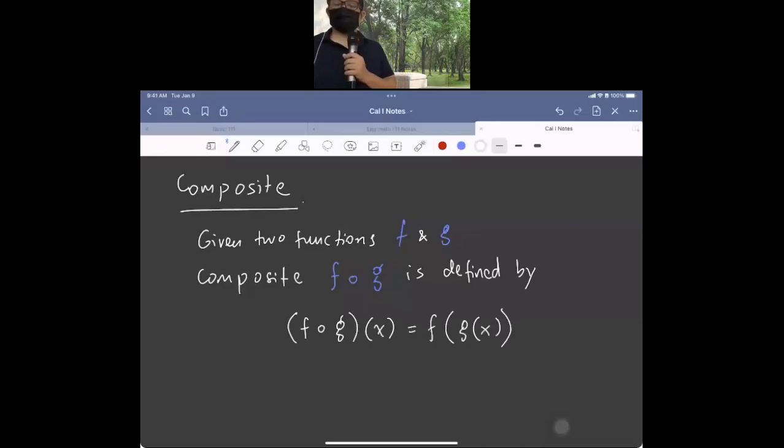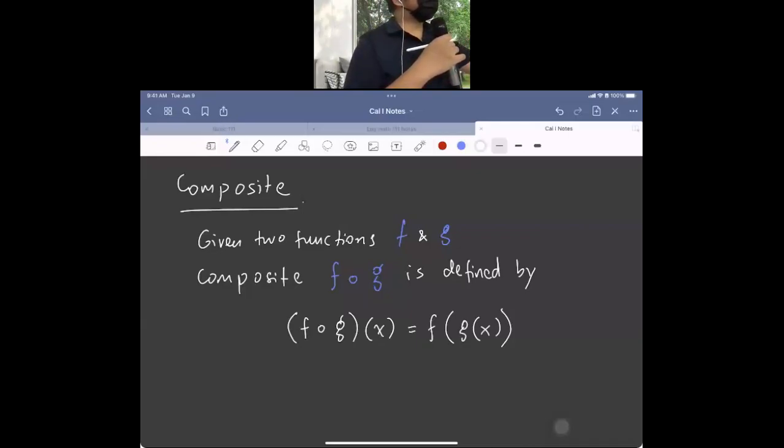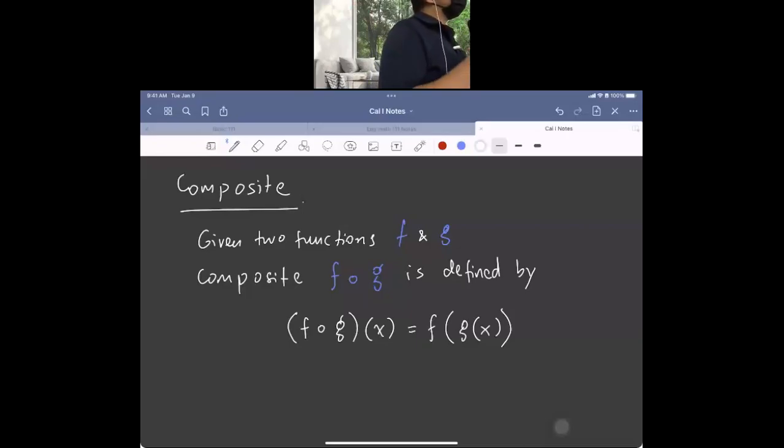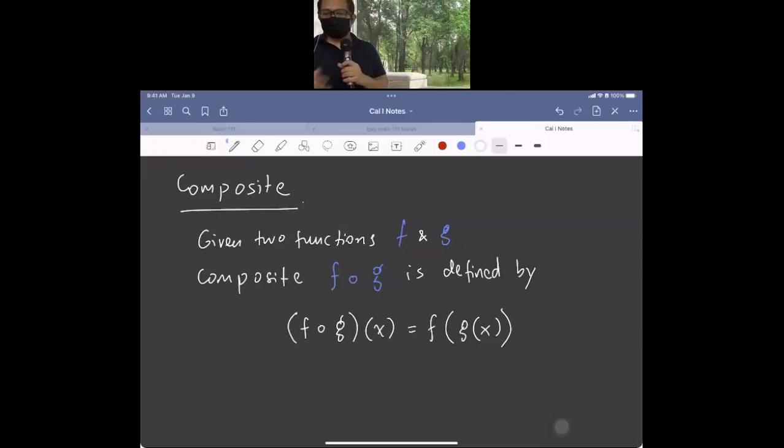So we define this when we have f and then a circle g. So f composite g is the function g inside the function f, or f of g of x. It's just a symbol that means the function after the circle is supposed to be inside the first function. That's what it means.